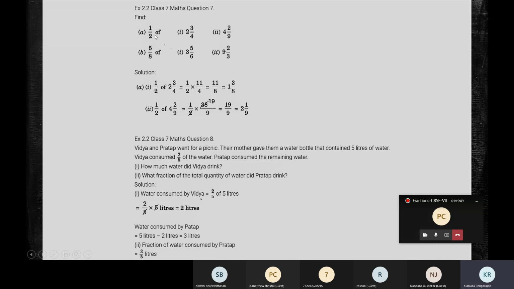So "of" is just multiplication, children. Of means multiplication. Let's do this one. Find 5/8 of 9 2/3. You have to find half of 2 3/4 and half of 4 2/9. Those are two different questions. Then we have to find 5/8 of 3 5/6 and 5/8 of 9 2/3.